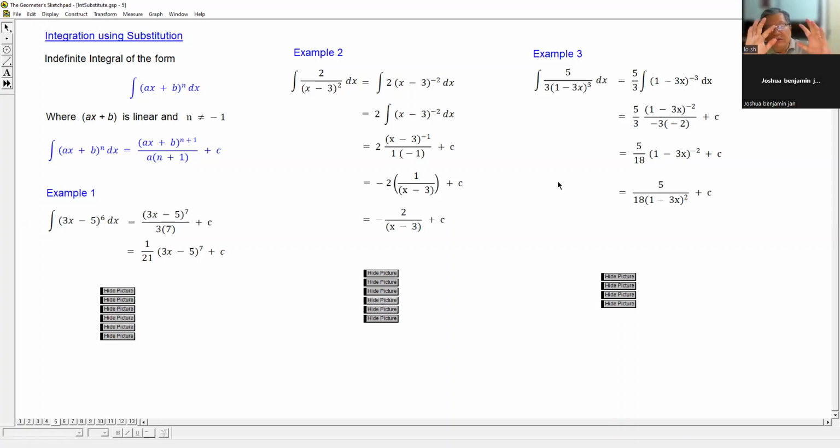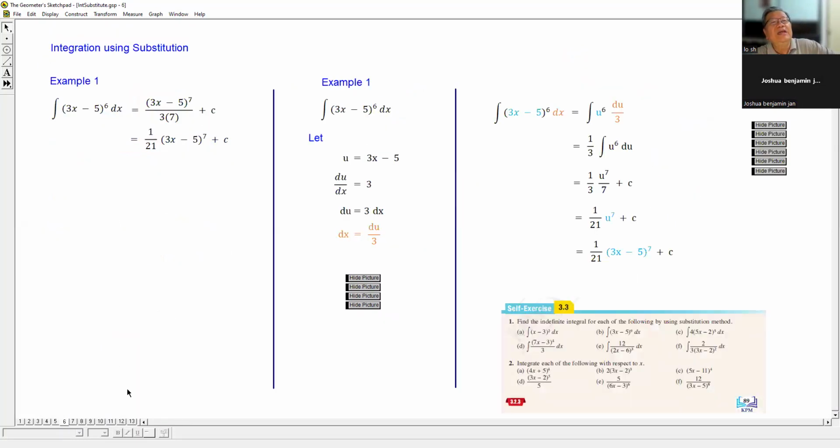Whenever you see there's a bracket raised to a certain power and that power is more than 2, 3, 4, 5, 6, you don't integrate already. You must think of substitution. Okay? So I'm going to show you how to integrate. This is another method of integration. How to integrate using substitution.